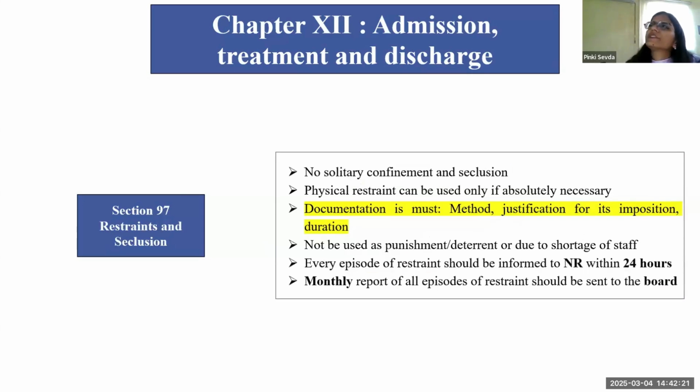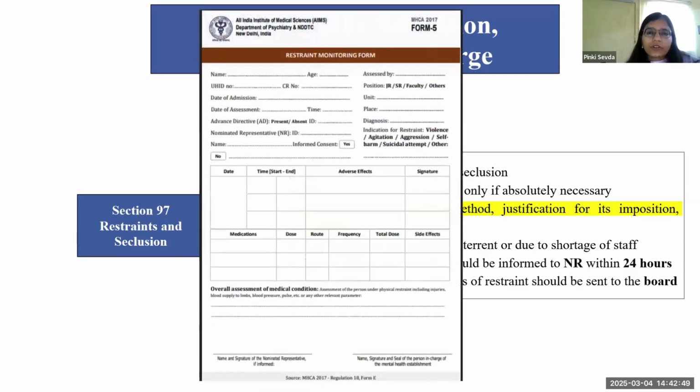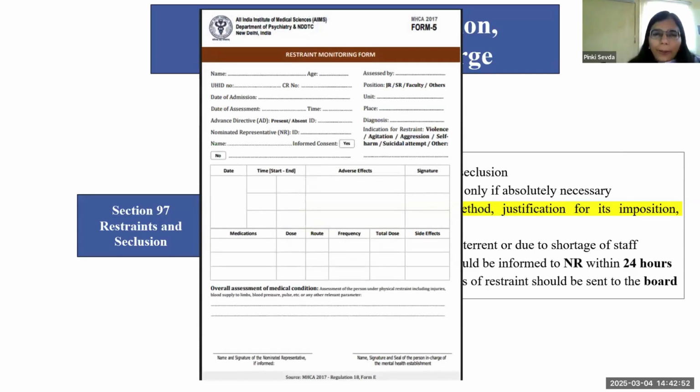Section 97 deals with restraints and seclusion. No solitary confinement or seclusion is to be used for a mentally ill patient. Physical restraints can be used only if absolutely necessary. Documentation is a must: the method, justification for its imposition, and duration should be clear in the documentation. It is not to be used as a punishment or deterrent or due to shortage of staff. Every episode of restraint should be informed to the NR within 24 hours. A monthly report of all episodes of restraint should be sent to the board. So this is the restraint monitoring form in which we will mention the date, time, and signature also should be there.